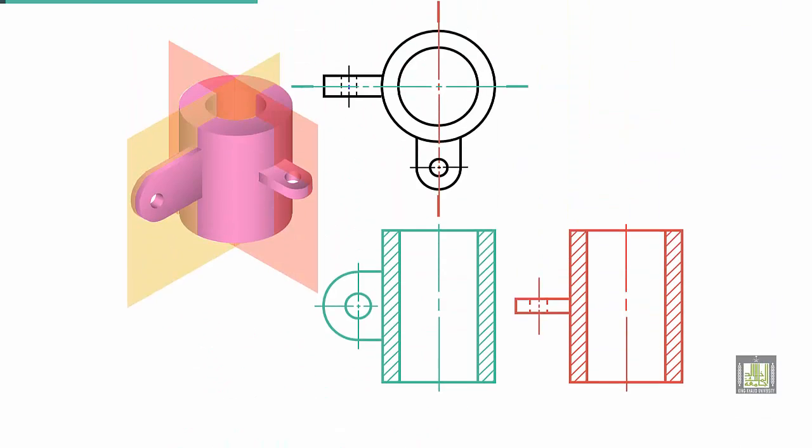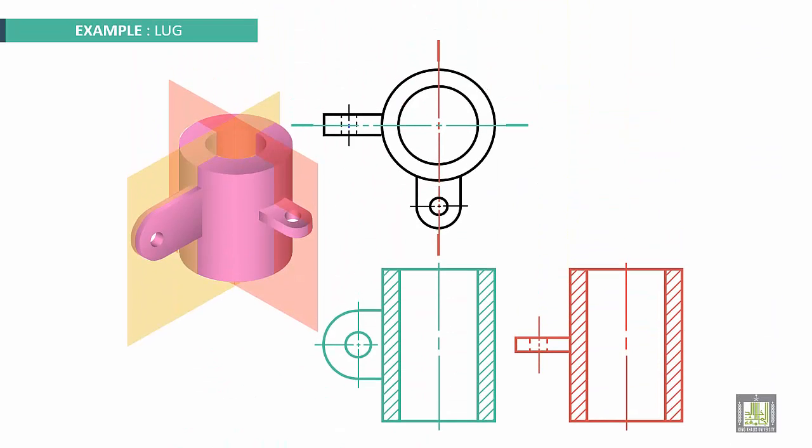One example for lug. So here, there is no section lines, and here too, on the lug.